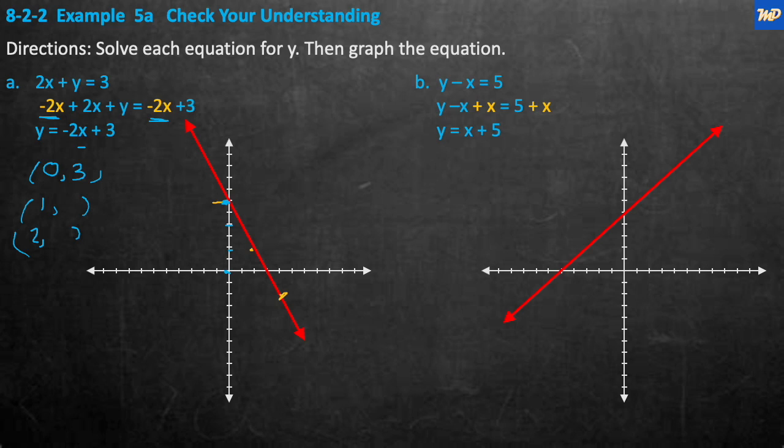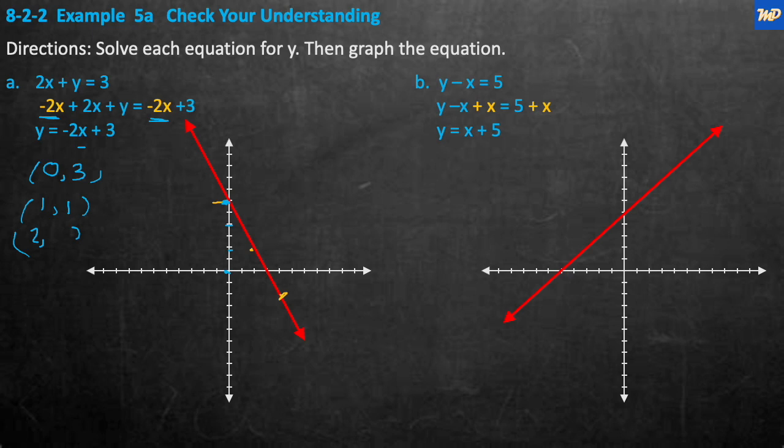So if we put a 1 in here, we're going to get a negative 2. Negative 2 times 1, plus 3, is 1. So 1, 1 is our solution for that. And then the next one, if we put a 2 in here, we're going to have a negative 4. Sorry, 2 times negative 2 is negative 4, plus 3 is negative 1.